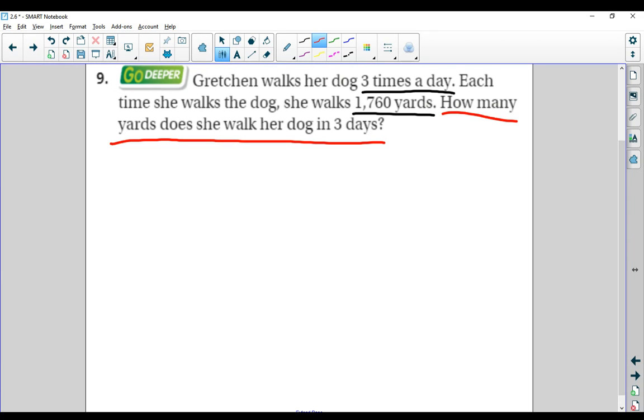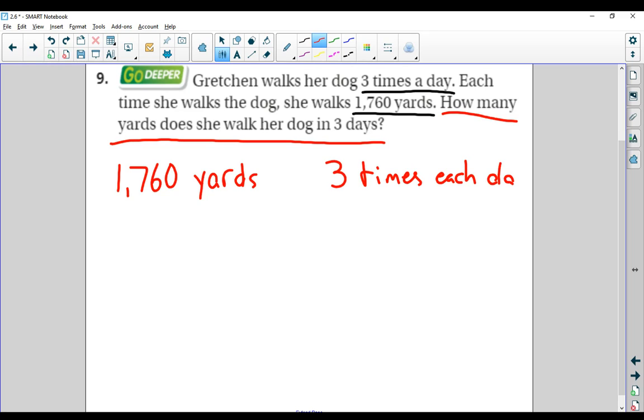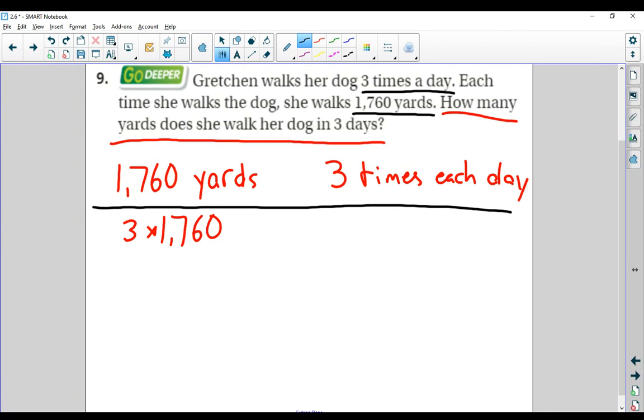Now, the first thing you need to figure out is how many yards she walks her dog in 1 day. So I know that she walks her dog 1,760 yards, and I know in 1 day, she walks her dog 3 times. So I'm going to write 3 times each day. So the equation I would use to figure out how many yards she walks her dog in 1 day would be 3 times 1,760.